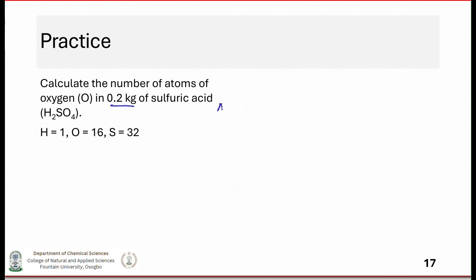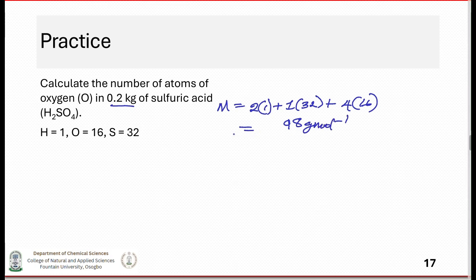Remember, to calculate molar mass, we just add up all the masses of the elements in the compound. So we have 2 atoms of hydrogen multiplied by 1, plus 1 sulfur, which is 32, plus oxygen, we have 4 of them, and oxygen is 16. In this case, we get 98 grams per mole of sulfuric acid. This is the molar mass of sulfuric acid, and that is the first step.